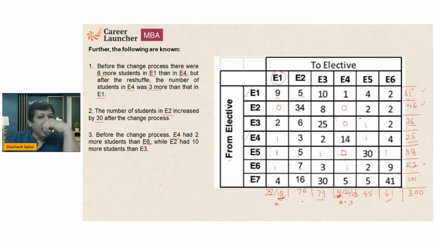Okay. So now out of 76 students, 5 students have come from E1 to E2. So they have to go back to E1. So what is the final number of E2? That is 71. Now E1 to E3, 10 students have moved, and these 10 have to go back to E1. So what is the final value of E3? That is going to be 69. Out of 21, one student has moved from E1 to E4. So there is going to be a decrement of 1. So the total final number of students here is going to be 20.